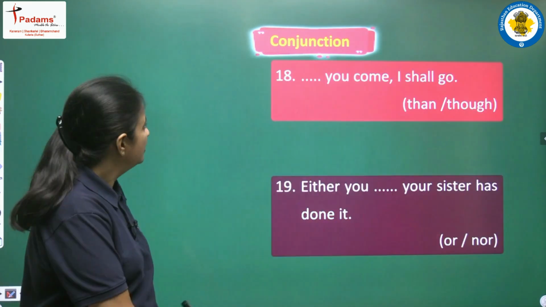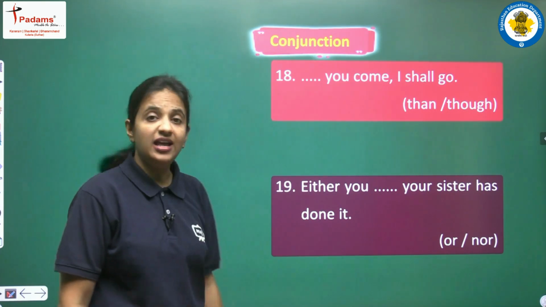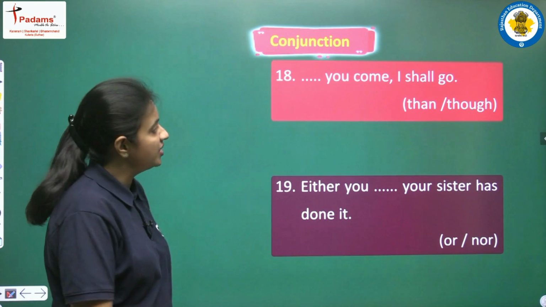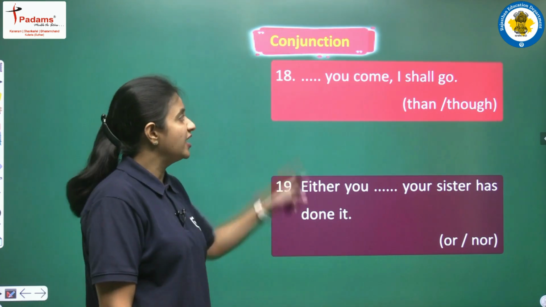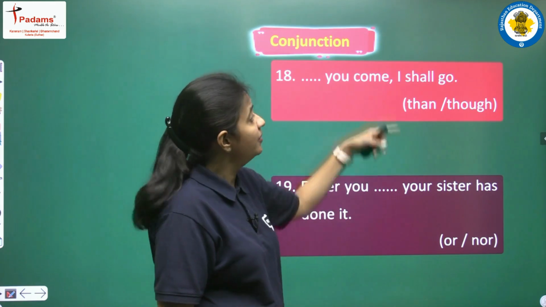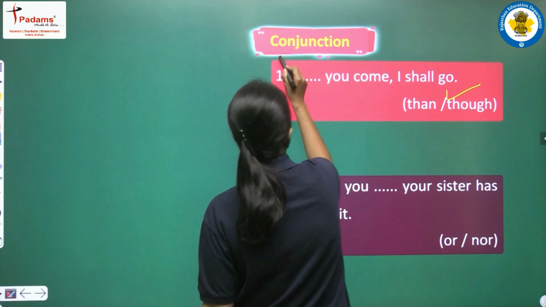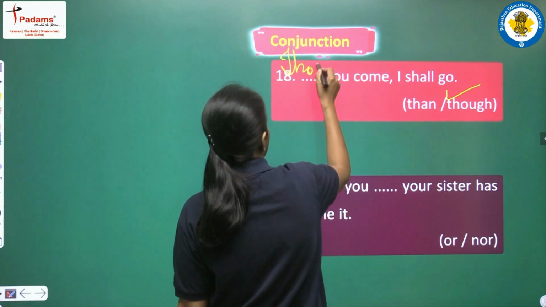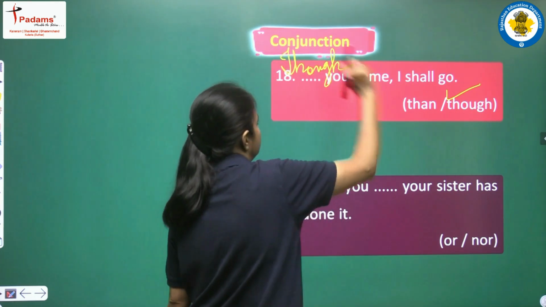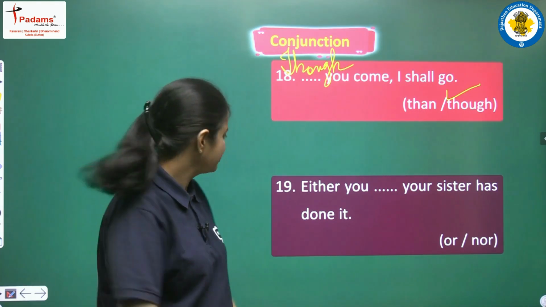Okay. Moving on, next we are having, you come, I shall go. We are having two options, then and though. Again we are trying to say that despite this thing, you come, I shall go. So because of that we have to choose though from the given options. In this blank we have to write though, and the sentence will be, though you come, I shall go.